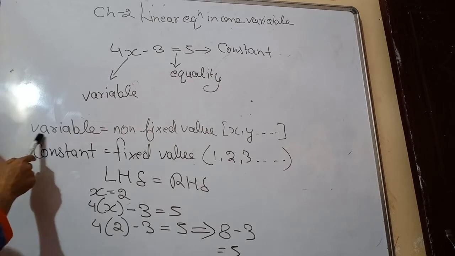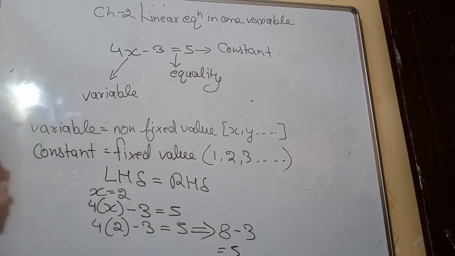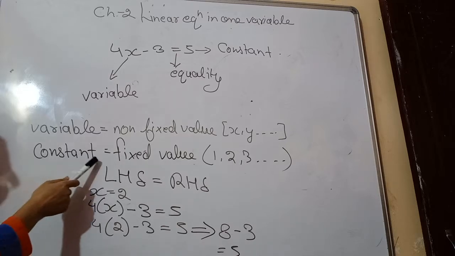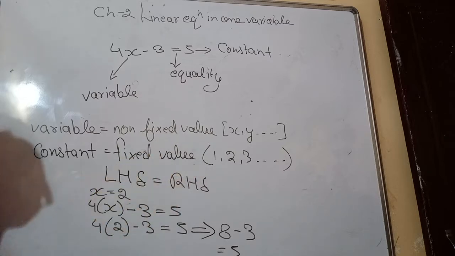Here I have written, you can see, variable means non-fixed values. That can be anything like x, y, z. X could be 0, 1, 2, 3 and so on. And what about constant value? The values which are fixed, that are called constant value, like 1, 2, 3, 4 and so on.